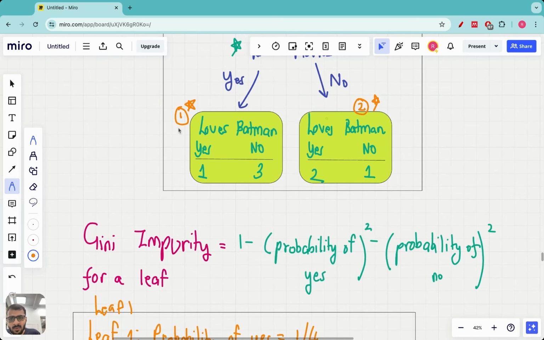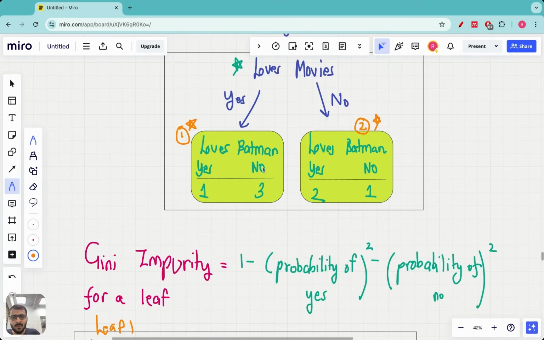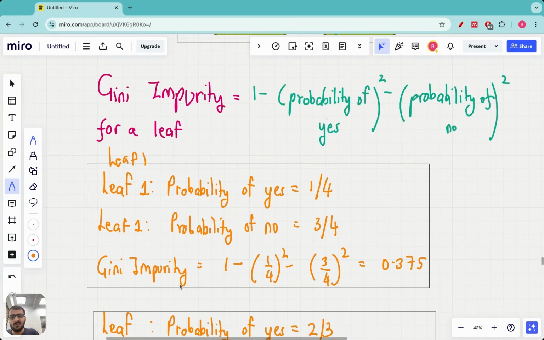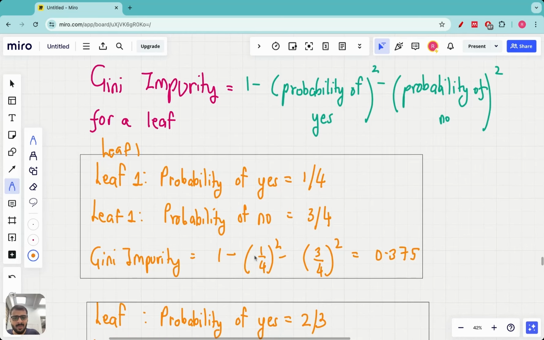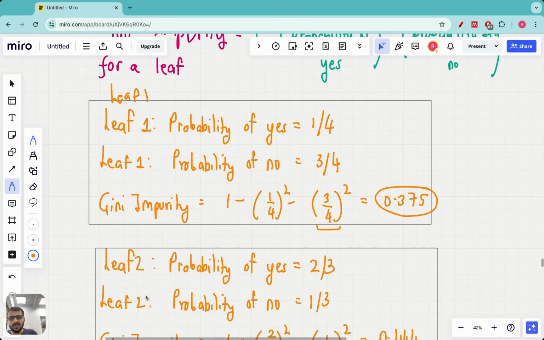So let's look at leaf number 1. There is one person who has said yes to loves Batman and three who have said no. So the total number of people is 4 and the probability of yes is going to be 1 divided by 4 and the probability of no is going to be 3 divided by 4. Hence the Gini impurity for leaf 1 is 1 minus (1/4) whole square minus (3/4) whole square. So if you do this computation, you will get that the Gini impurity for leaf number 1 is 0.375.